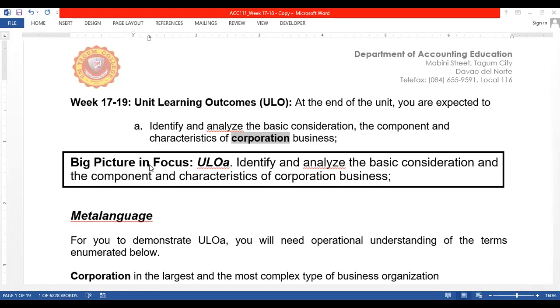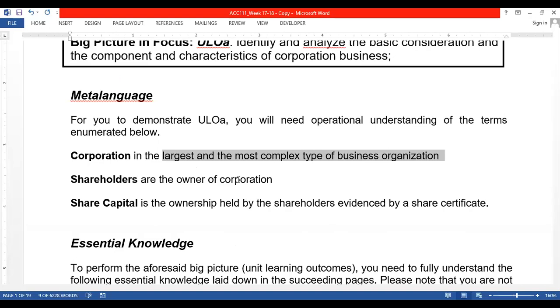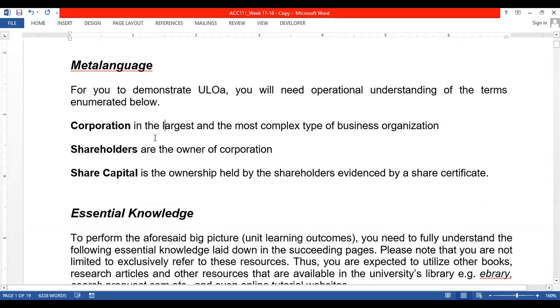The next one here is the definition of corporation. A corporation is the largest and most complex type of business organization, aside from the sole proprietorship and the partnership. In terms of owners: the owner for a single proprietorship is the proprietor; for a partnership, partners are the owners; while for a corporation, the term used is shareholders, or other books mention stockholders.